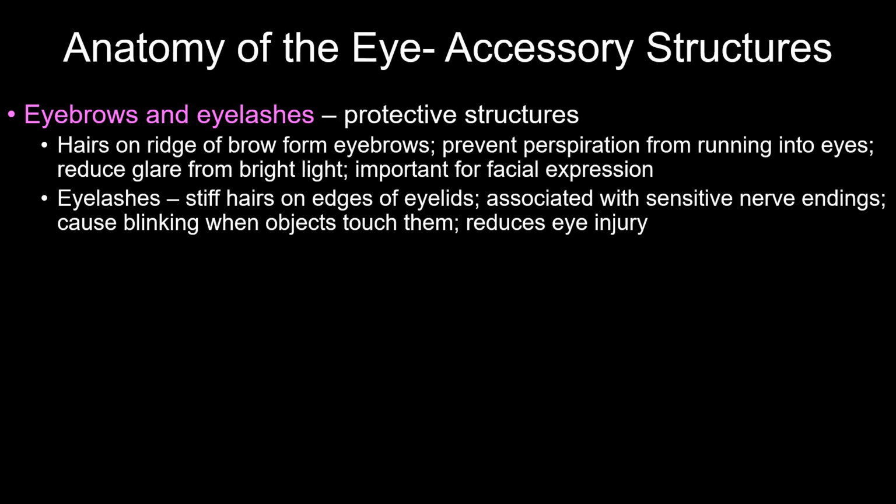The eyelashes are stiff hairs located on the edge of the superior and inferior palpebrae. They are richly innervated by nerve endings so that the slightest touch will trigger the blink reflex, and that reduces the risk of eye injury. So if something's coming in to touch your eye, you're going to blink, and when you blink, your eyelids are covering your cornea, preventing damage to it.